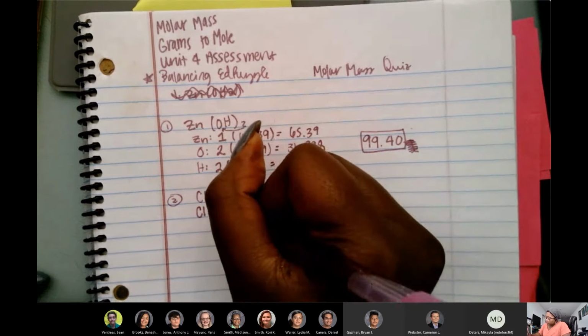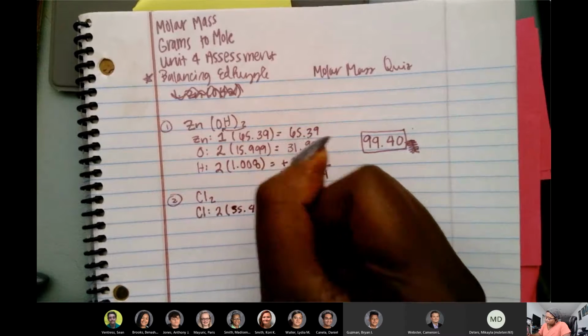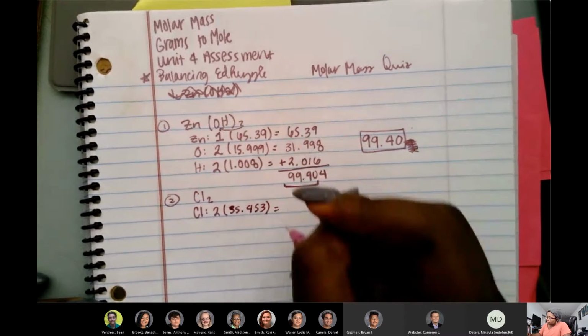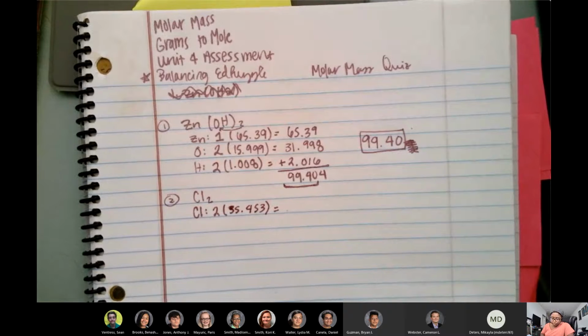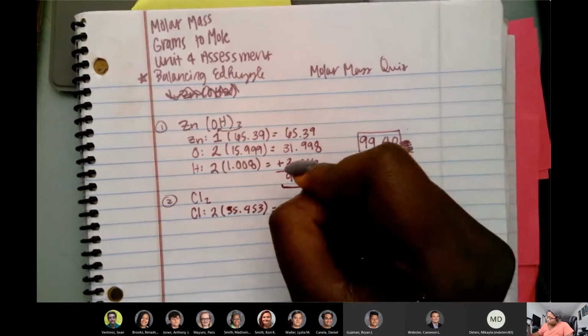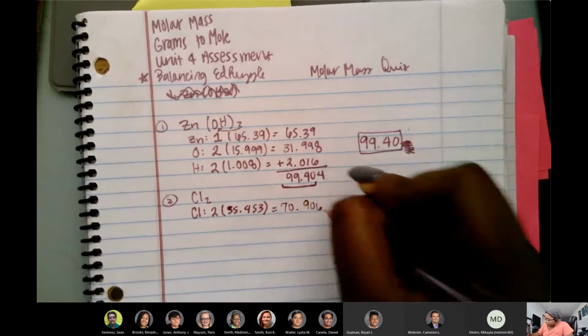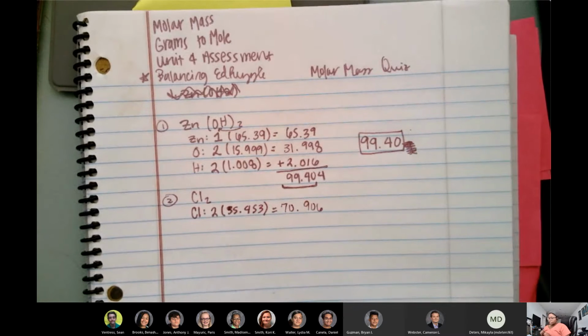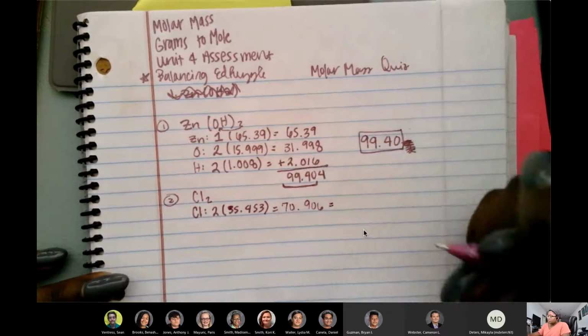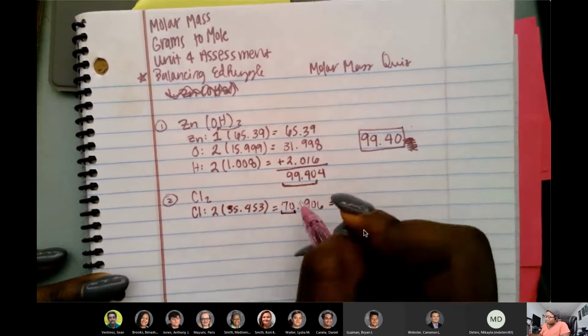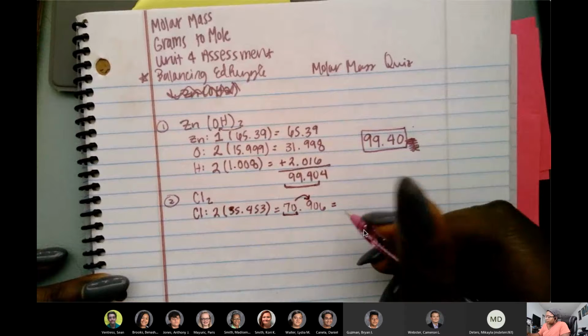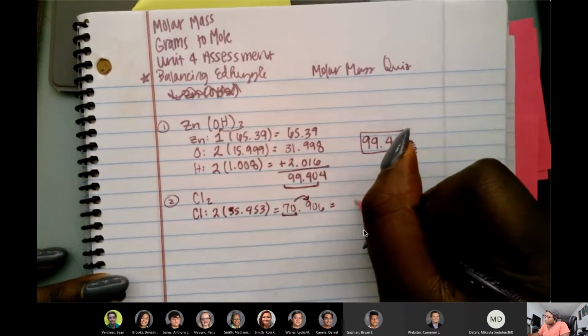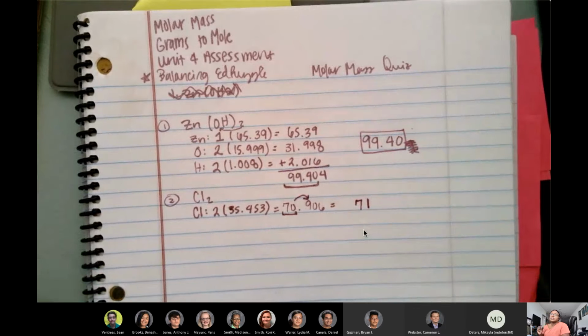Mm-hmm. Now we're going to multiply. Okay. And there's nothing to add because we only have one element. So our question tells us to have 2 digits. So our final answer needs 2 digits. We look at the third. That 9 will push the 0 up to 1. So our final answer will be 71.